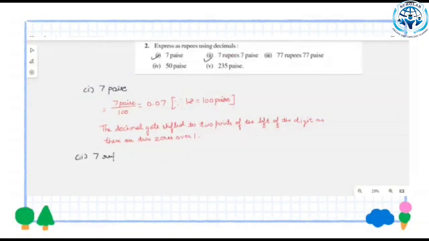Second one, 7 rupees 7 paise. Now we have to convert 7 paise into rupees and add it to 7 rupees, because 7 rupees are already in rupees. 7 paise will be converted in the same manner as before. So we will get 0.07 rupees. We will add 0.07 rupees to 7 rupees and we will get the answer as 7.07 rupees.